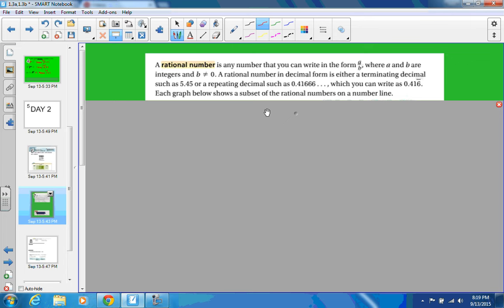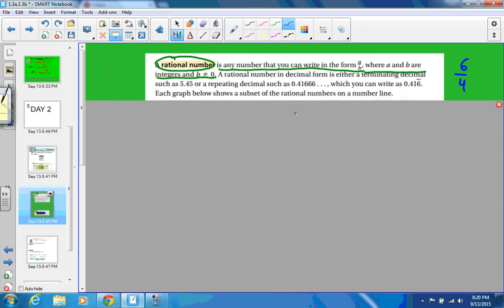So, the first one, a rational number. A rational number is any number that you can write in the form a over b, where a and b are integers and b is not 0. Let's do 6 divided by 4. Those are both integers, and the bottom one is not 0.